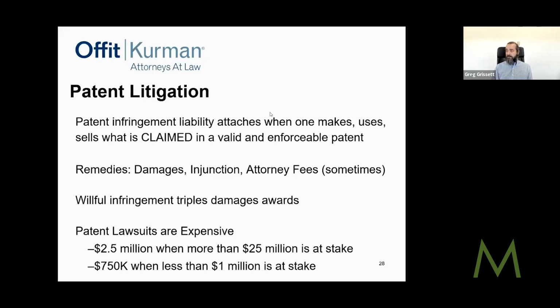Patent lawsuits are expensive. This is part of the deterrent, frankly. This data is from 2020, I believe. $2.5 million for each side when more than $25 million is at stake. That's for a single patent. If you look at some of the pharmaceutical litigation that happens, they'll assert 10 patents against a defendant. Those are probably $5-10 million cases if they go to trial. $750K when less than $1 million is at stake. It's probably a bit higher than that at this point.